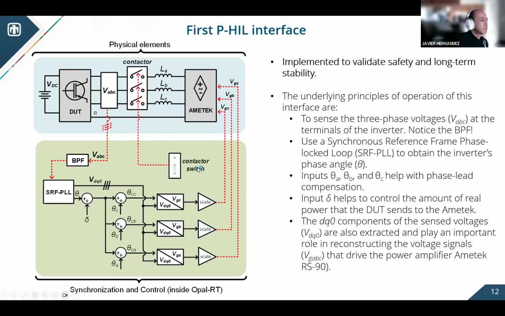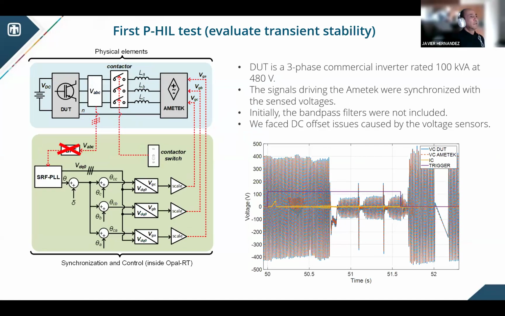Obviously, we have this contactor here that commands the closing of the closed loop at hardware level. So we gave it a try, and for this particular test, the signals driving the AMETEC achieved synchronization with the sensed voltages, but initially we didn't have this bandpass filter here. And once we closed the contactor, the inverter seemed to start working fine, starting to ramp up the current. I'm showing only current on phase C, but the behavior was basically very similar on the other phases.